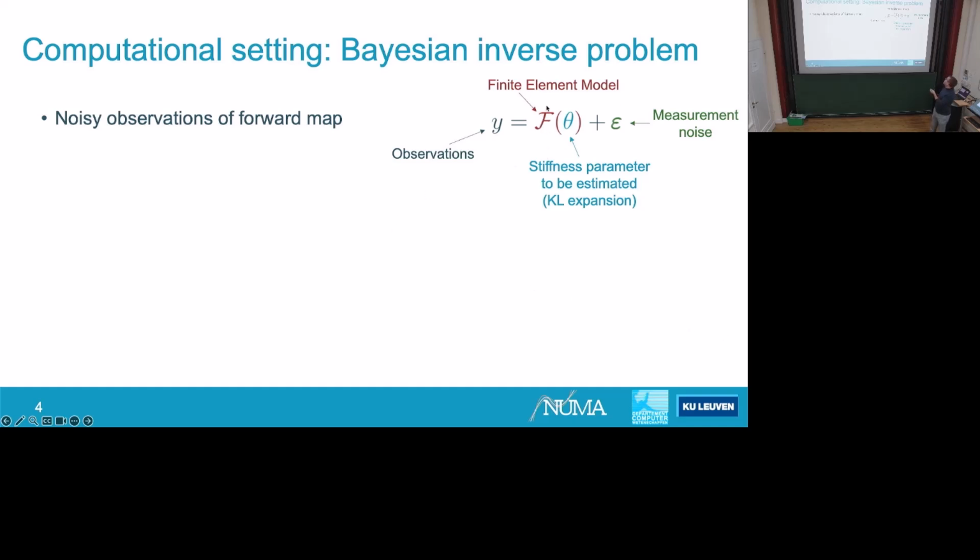I do have it. It takes as input a stiffness parameter that we want to estimate. So that's the parameter in the model that we want to estimate. If we have it, we would simulate the model and obtain the model output, and we will compare the model output y with observations, and the difference will be attributed to measurement noise.